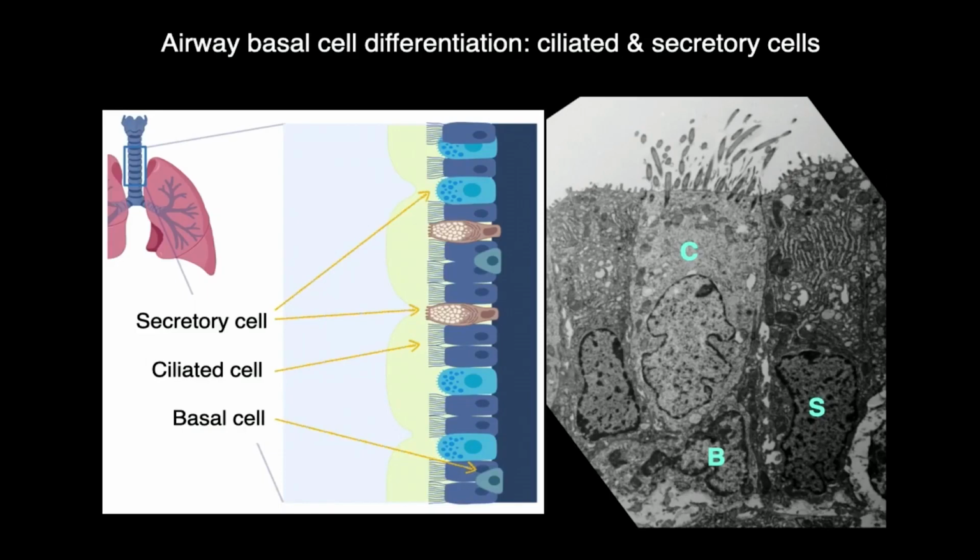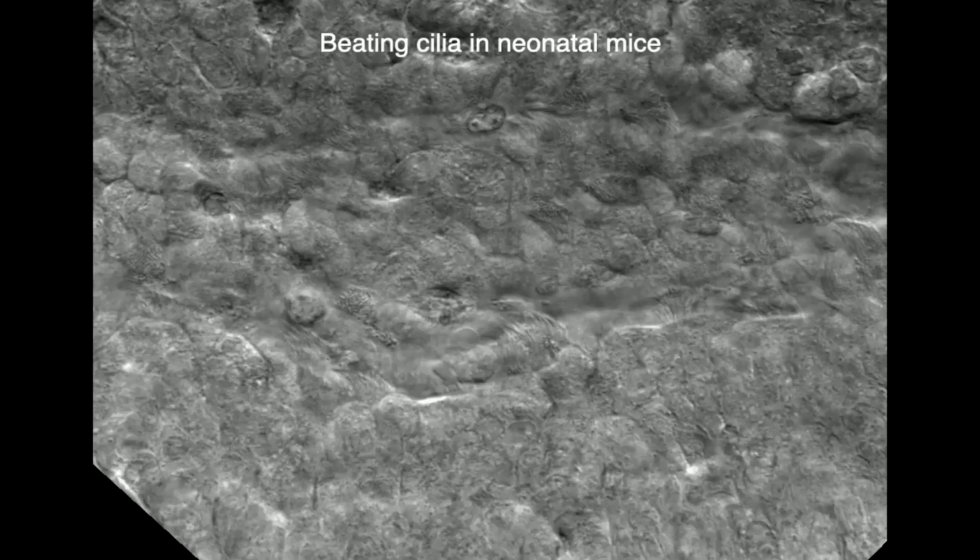The cells that cover our respiratory tract are primarily divided into three types. The basal progenitor cells, which give rise to ciliary cells that have the motile cilia axoneme projecting on the apical surface, and the secretory cells that form secretory granules and secrete mucin. These ciliary cells and secretory cells form a very intricate engineering system called mucociliary clearance to transport the mucus. We can visualize the cilia beating.